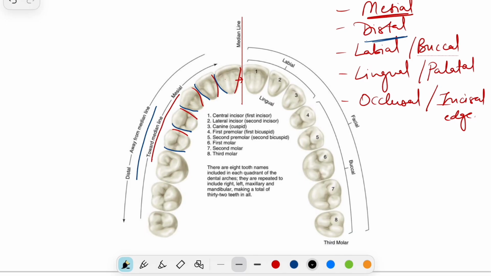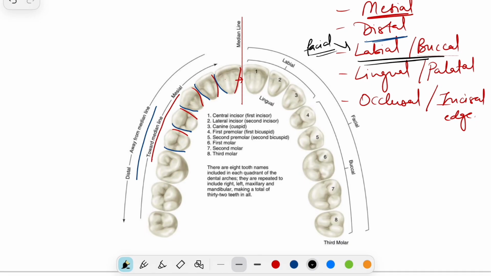Now we have our labial or the buccal surface here. The surface that will be towards your lip will be your labial surface, or actually their common name is facial surface.